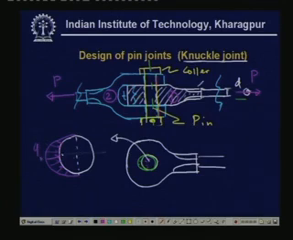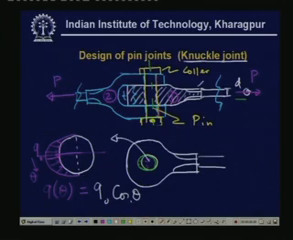If you measure theta from this direction, then q theta may be equal to q naught cosine theta. So this is one such distribution. There may be another distribution, where q theta is independent of theta. So q theta is a constant. This is a uniform pressure distribution.